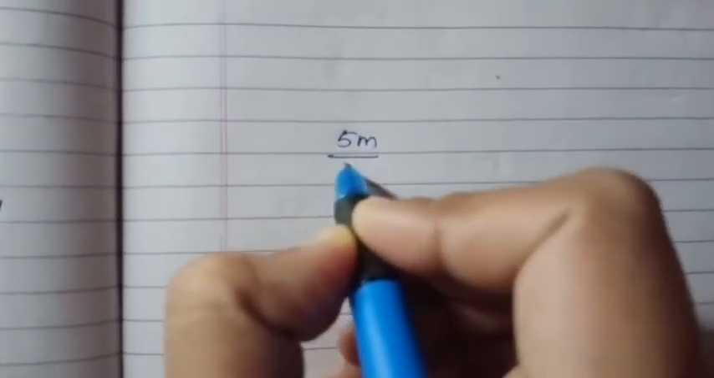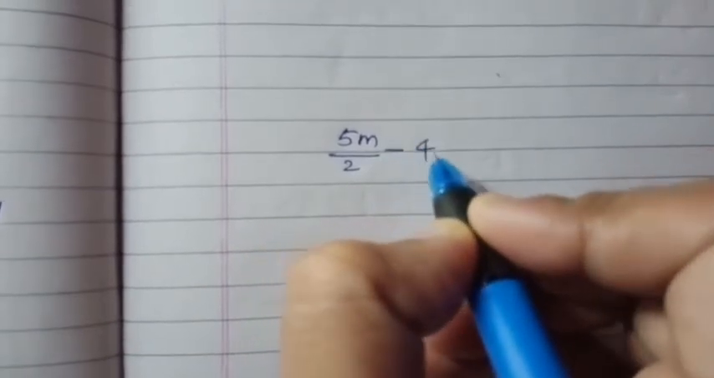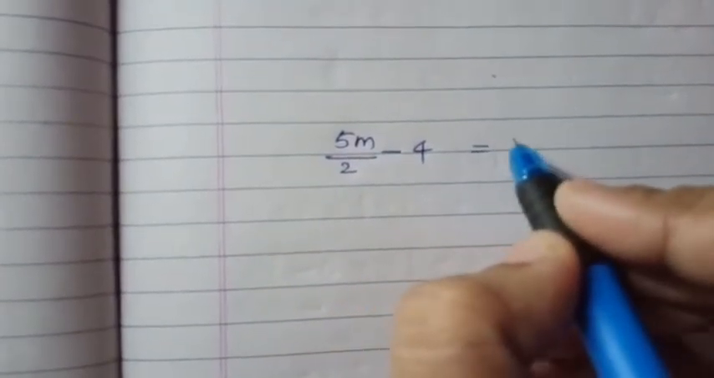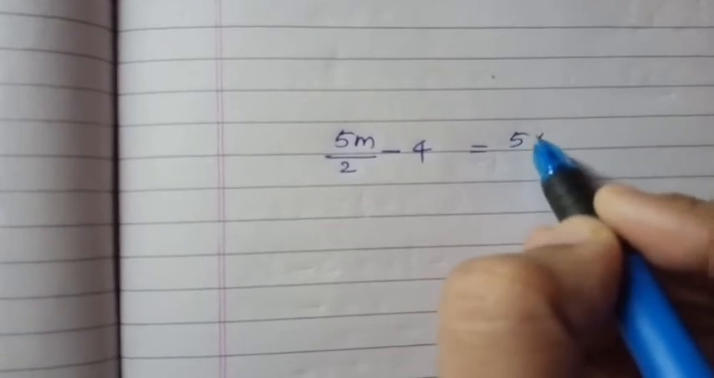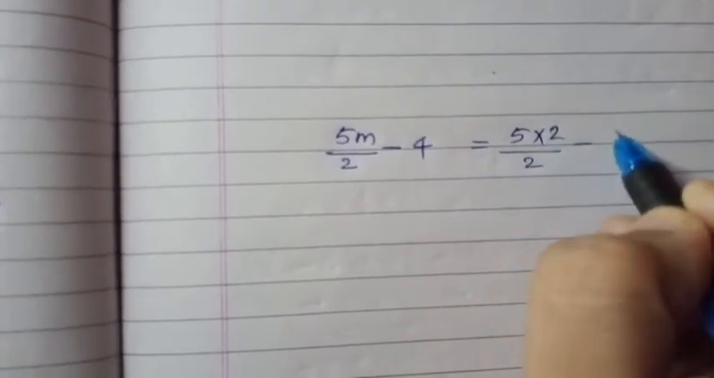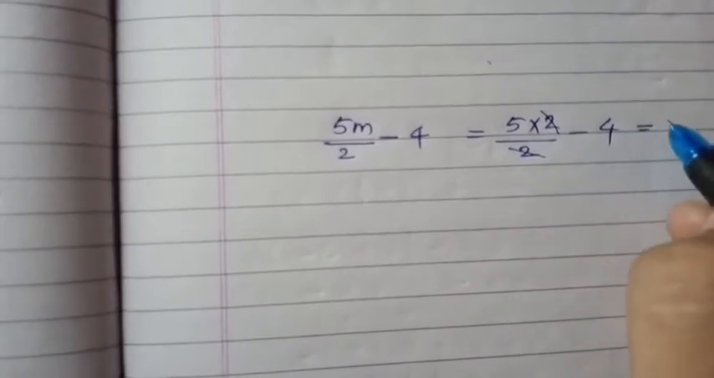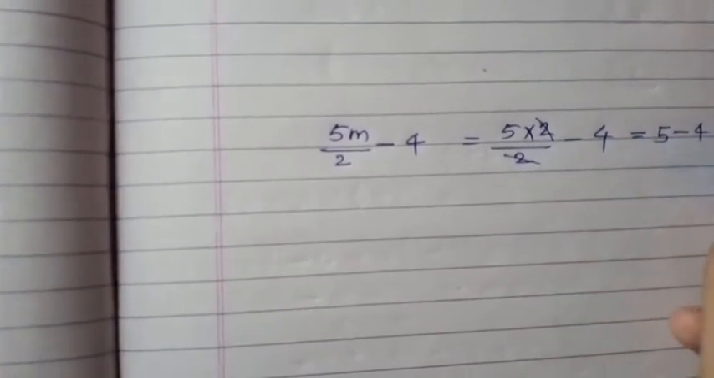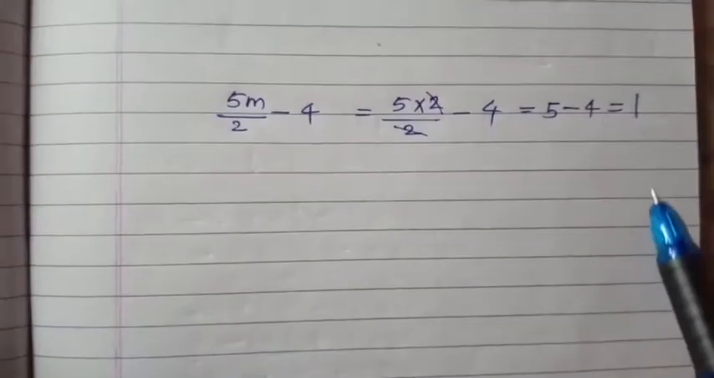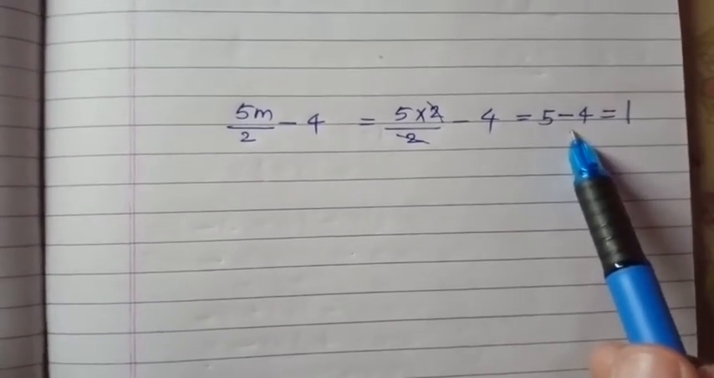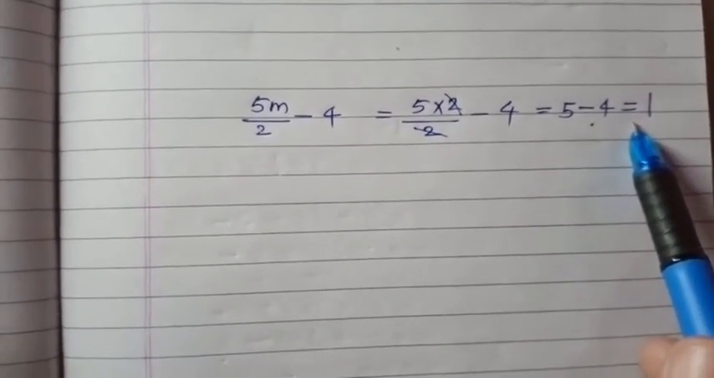Now next question, 5m by 2 minus 4. So put the value of m as 2. 5 into 2 by 2 minus 4. We can cancel these 2 and 2. So this is 5 minus 4, that is 1. So the value of this expression is 5 minus 4 equal 1.